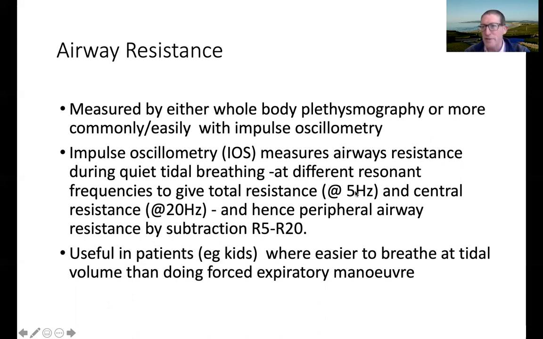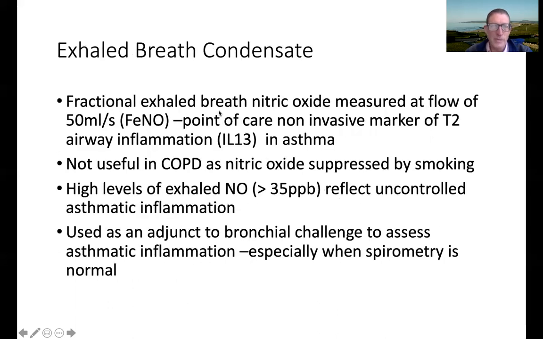So the resistance at 5 hertz, for example, is the total air resistance, and the resistance at a higher frequency, at 20 hertz, is the central air resistance in large airways. So if you subtract total 5 minus central 20, you can get the peripheral airway resistance, which is a useful thing to measure, more in asthma than in COPD. It's very useful in kids because it requires no cooperation. You're just breathing normally at quiet tidal breathing. So it's much easier than doing a forced expiratory maneuver. But again, you won't be examined on that, information only.